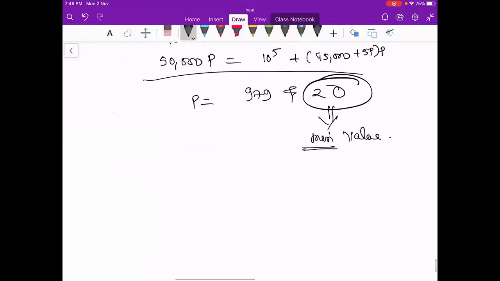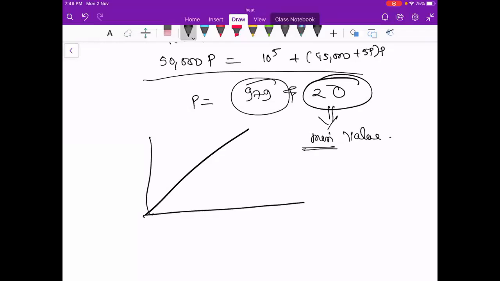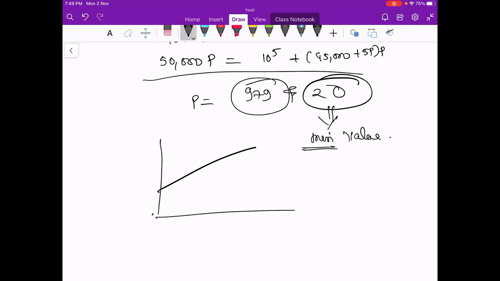Okay. Physical significance of these two values is that the graph is going like this. Wait, I will draw. Somewhat it is going like this, again it is coming like this. Here it is 20, here it is another 979. So we have to ignore this. First we want the lower one.